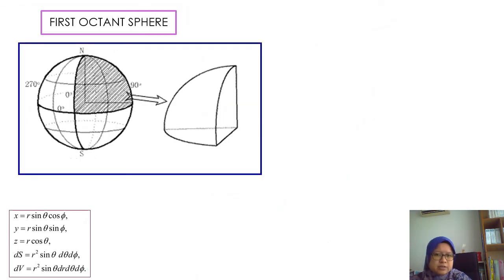The last one is the first octant sphere. First octant sphere, you remember the word first octant. First octant in 2 dimensions is just located here. So similarly for the sphere, if you cut the sphere like you want to eat an apple, maybe in small pieces, you just have a first octant sphere like this. So it is located in the first octant.